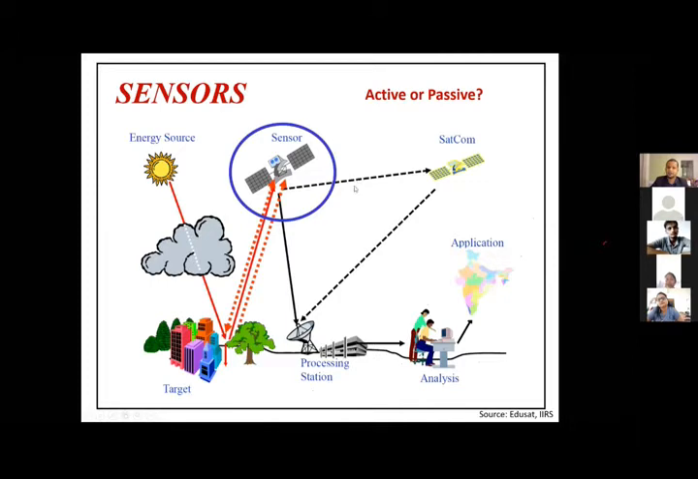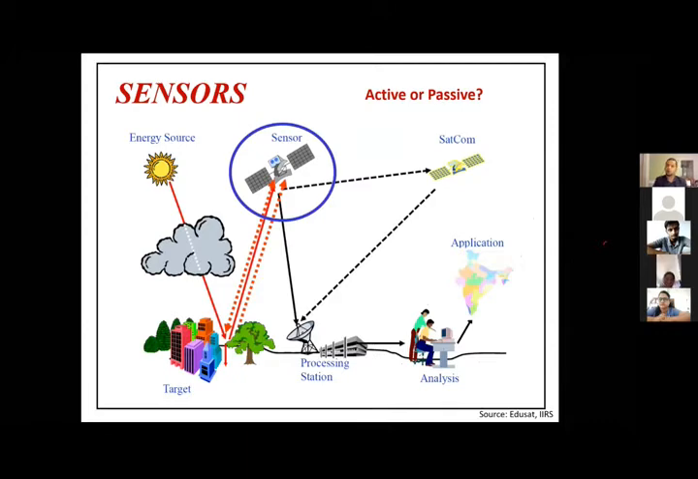What is passive? Passive is when you have another source, but a different receiver. So when the source of energy is different, it is called passive. When the source of energy is in the sensor itself, it is called active. Both of them have their own applications in remote sensing, which we will be discussing in our further slides.